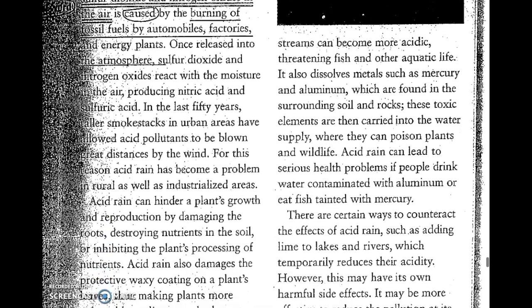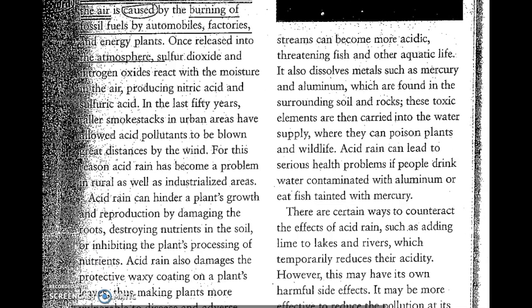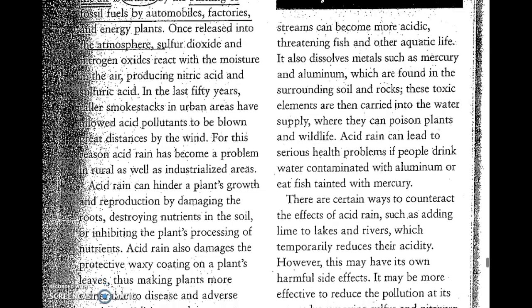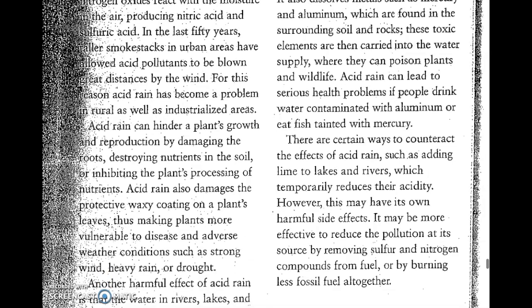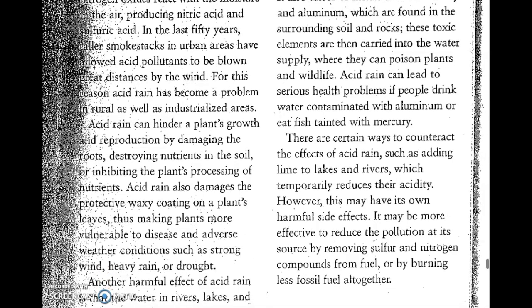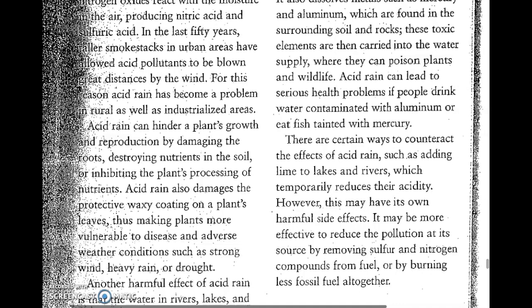It dissolves metals such as mercury and aluminum, which are found in the surrounding soil and rocks. These toxic elements are then carried into the water supply where they can poison plants and wildlife. Acid rain can lead to serious health problems if people drink water contaminated with aluminum or eat fish tainted with mercury. There are certain ways to counteract the effects of acid rain, such as adding lime to lakes and rivers, which temporarily reduces their acidity.